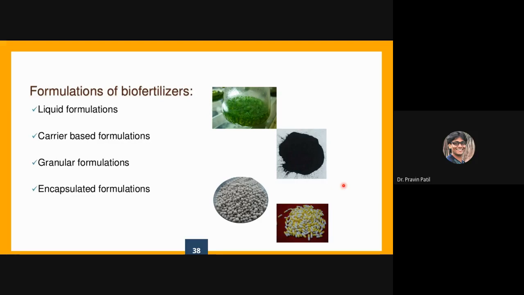Then there is another type known as granular formulation. This is a formulation where granules of these microbes are prepared, which can be used for biofertilizer application.